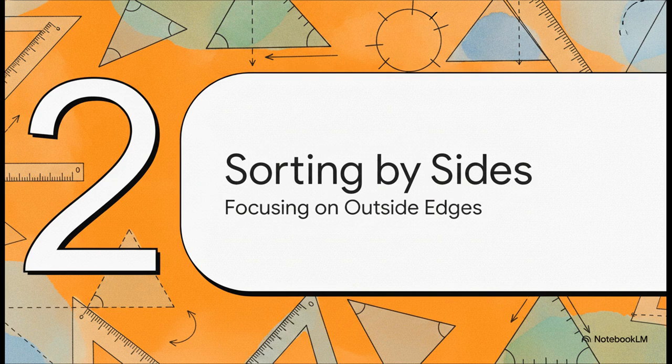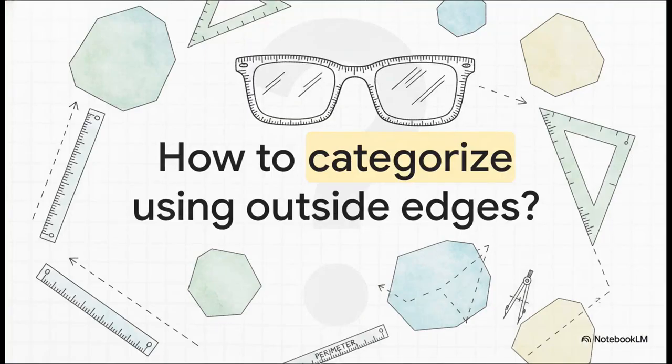Moving on to section 2, sorting by side lengths. Now, I want you to ask yourself, how do we actually categorize a shape just by measuring its outside edges? To do this, you kind of have to adopt a perimeter-only mindset. Just for the next few moments, we don't care at all about what's going on inside the shape. We are strictly focused on the length of those perimeter walls. Let's see how this works with our first category.